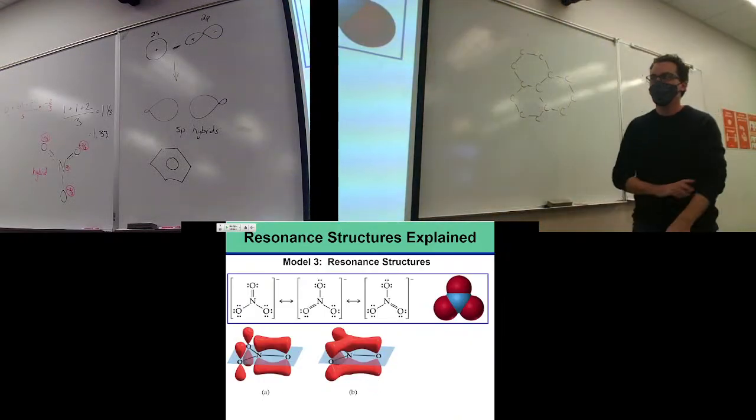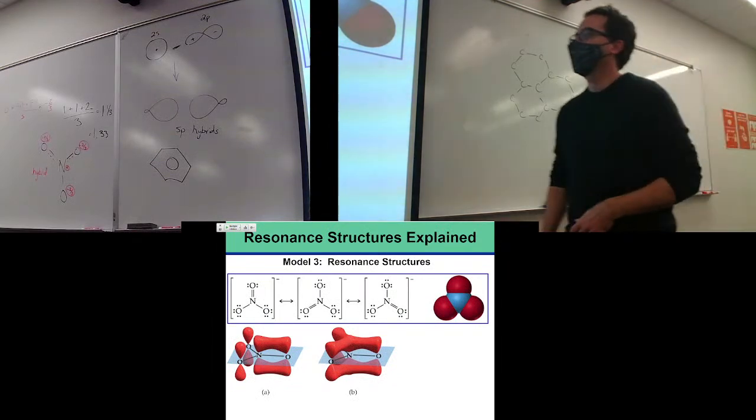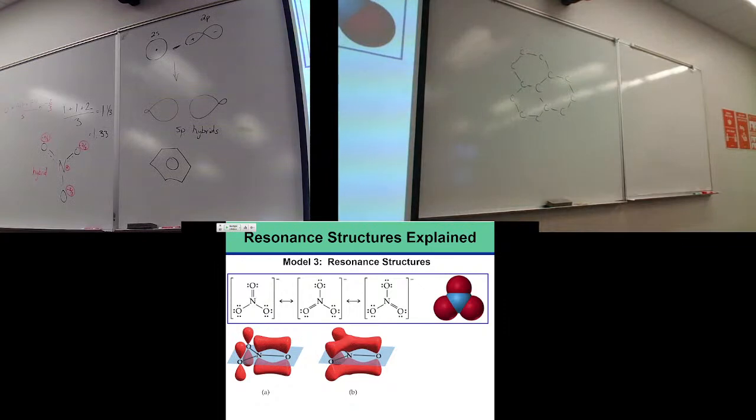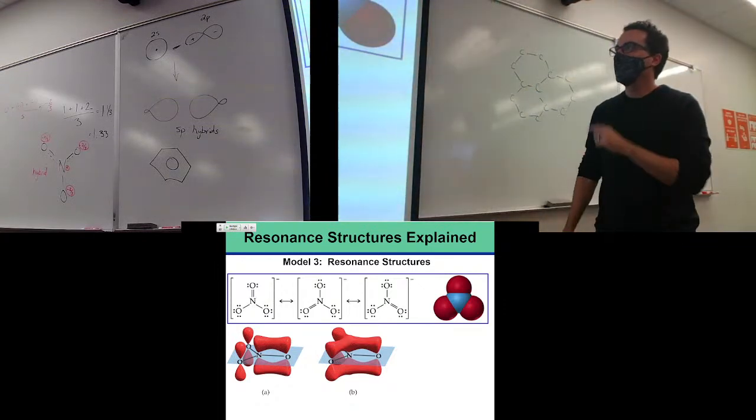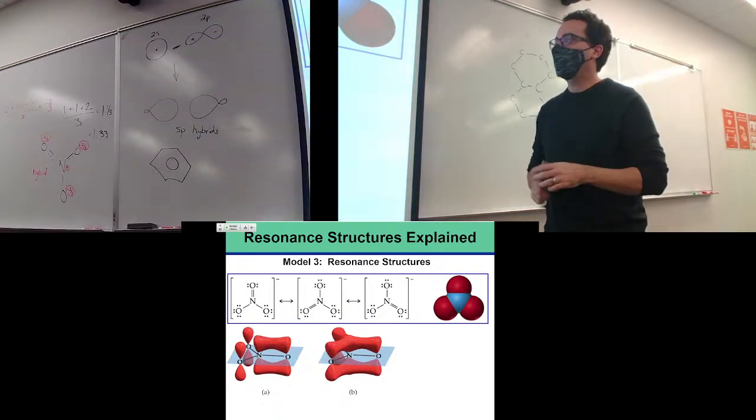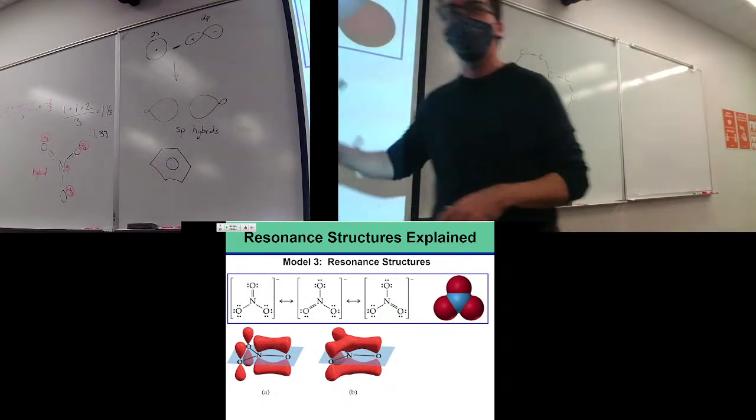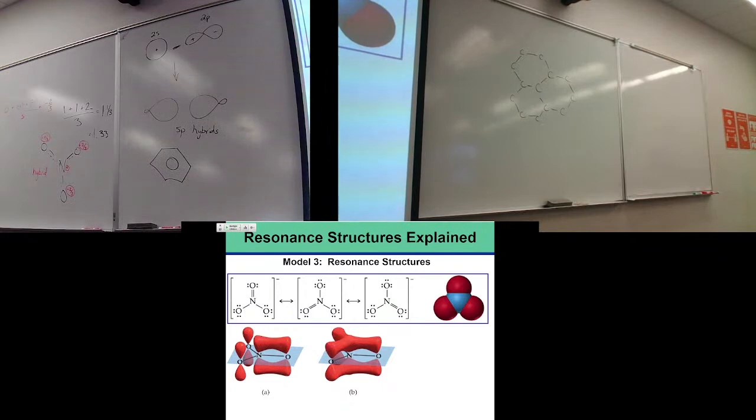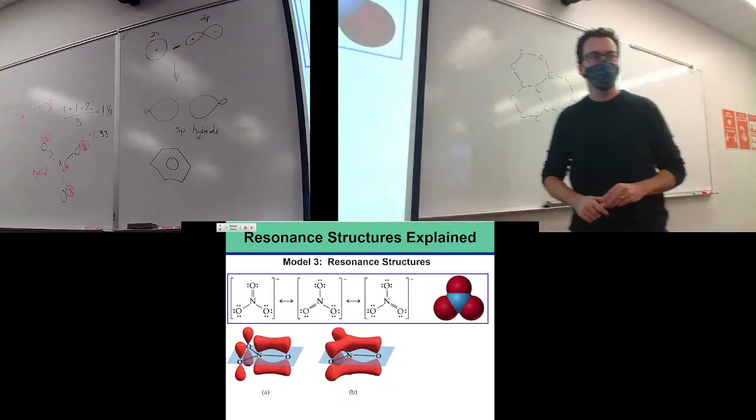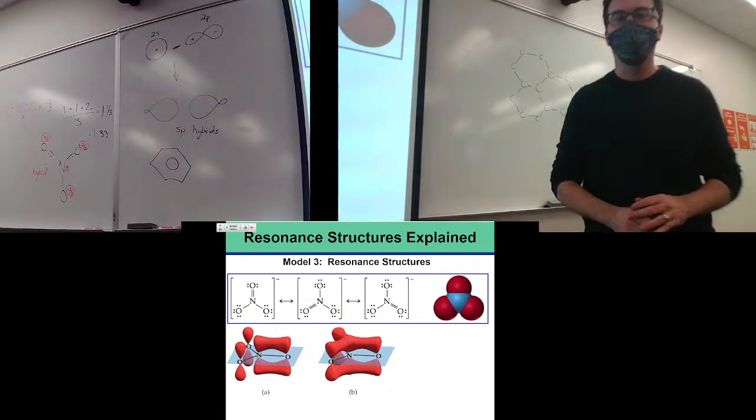Nitrate. We looked at nitrate briefly. Same idea. Same exact idea. So this nitrogen is sp2 hybridized. There's a single p orbital on that nitrogen sticking up and down, which will interact with the p orbitals on the oxygens. And you get this nice delocalized pi bonding electrons again. Nicely stable that way.